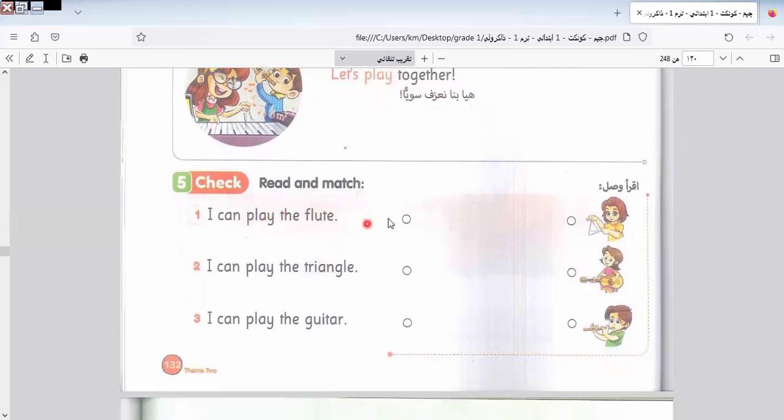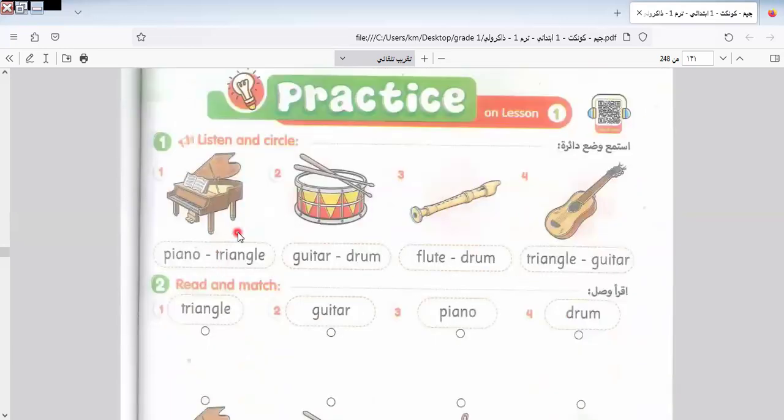I can play the flute. Which one is play the flute? The last one. So I select this one by this one. I can play triangle. This one by this one. I can play the guitar. This one by this one. Let's continue the rest of the unit.